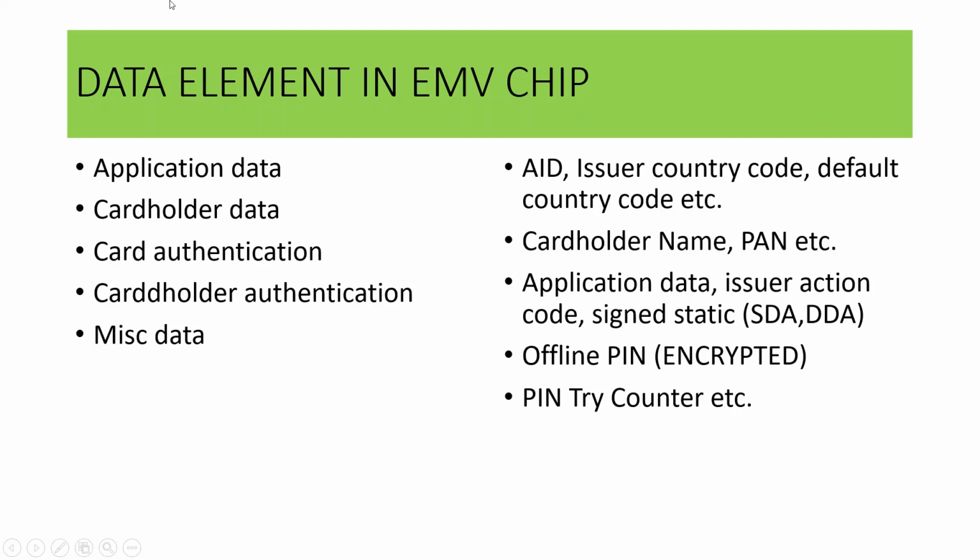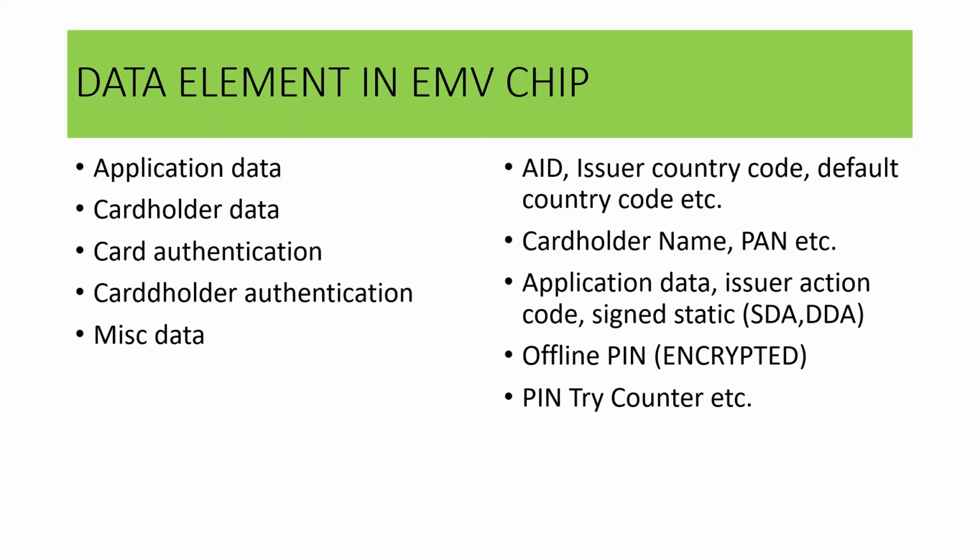There are different data elements that are stored in the EMV chip. Your application data is stored, like AID, issuer country code, default country code, etc. Data related to the cardholder, like cardholder name, PAN, etc., is stored in your EMV chip. For card authentication, application data and signed static data, there are various methods, SDA and DDA, for authentication of the card, that are stored in the form of data elements in the EMV chip. We will discuss SDA and DDA later in the next videos.